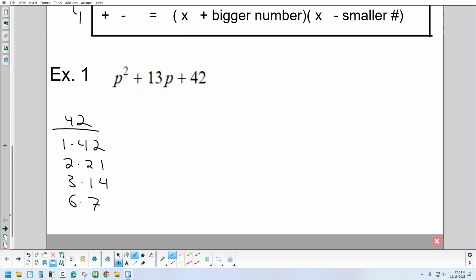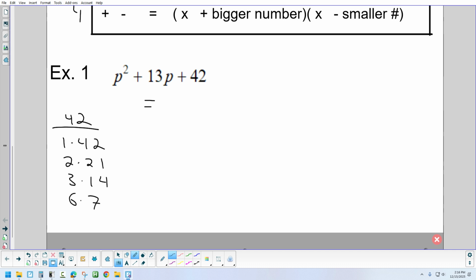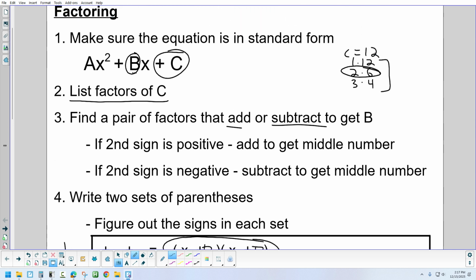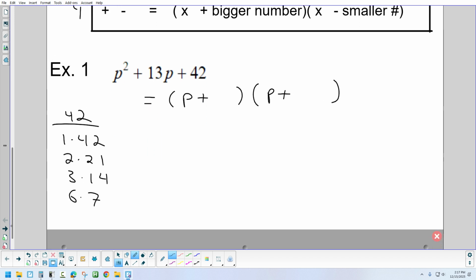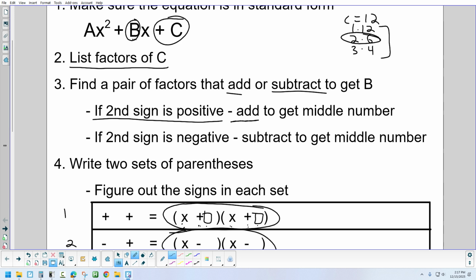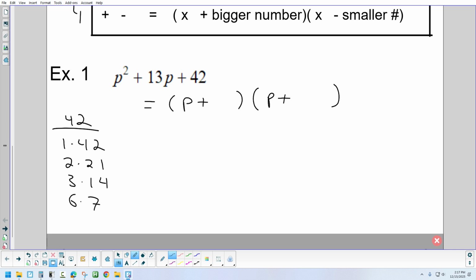X plus, x plus. Well, in this case, we're actually not using the letter x. What letter are we using? Yeah, P. So it's P plus, P plus. Just copy down whatever letter they do. Now, it says if the second sign is positive, well, both of our signs are positive, the numbers need to add to give you the middle. What's the middle number in example 1? Yeah? 13.